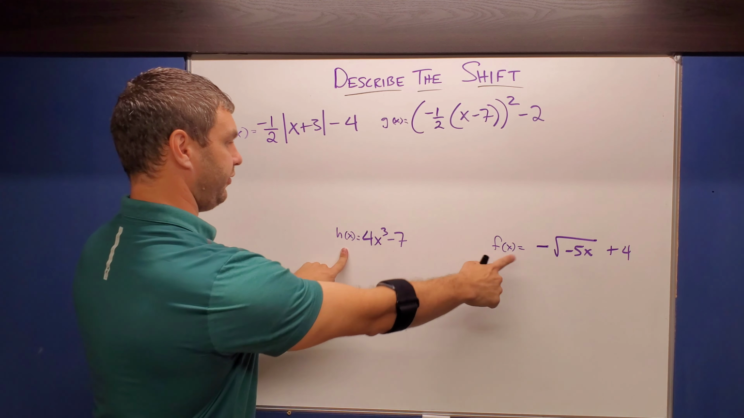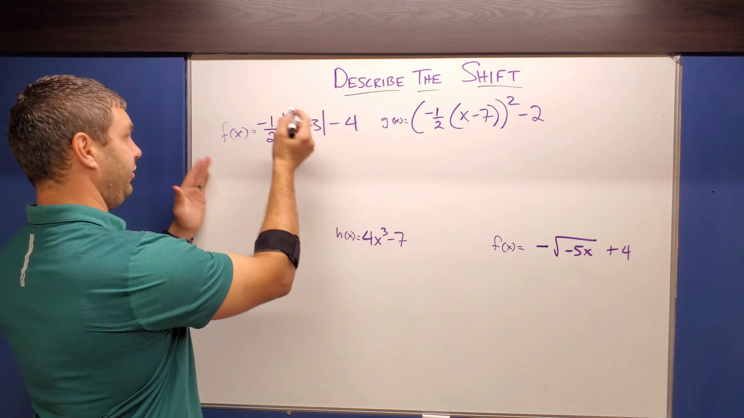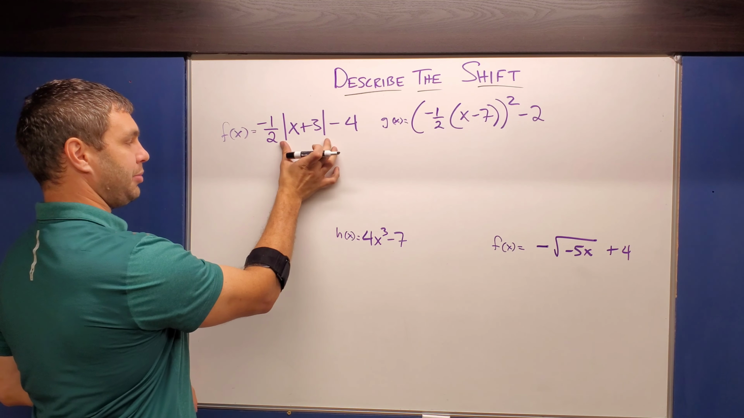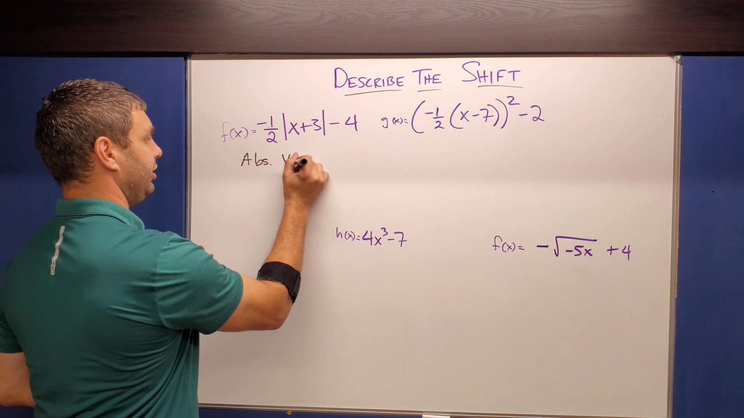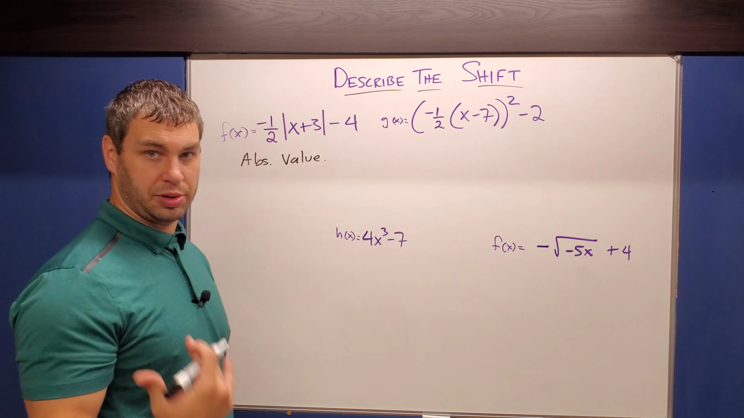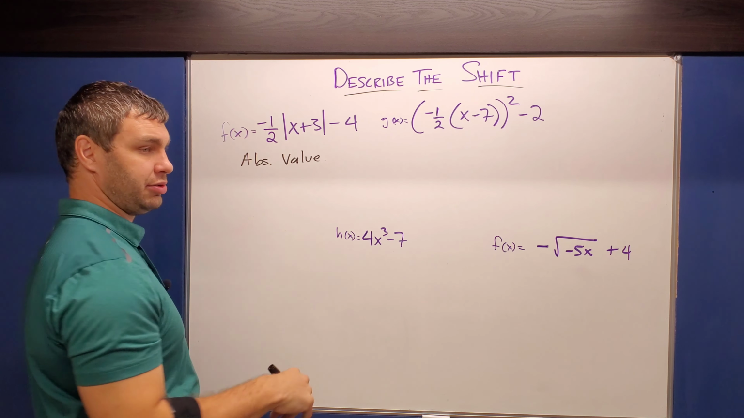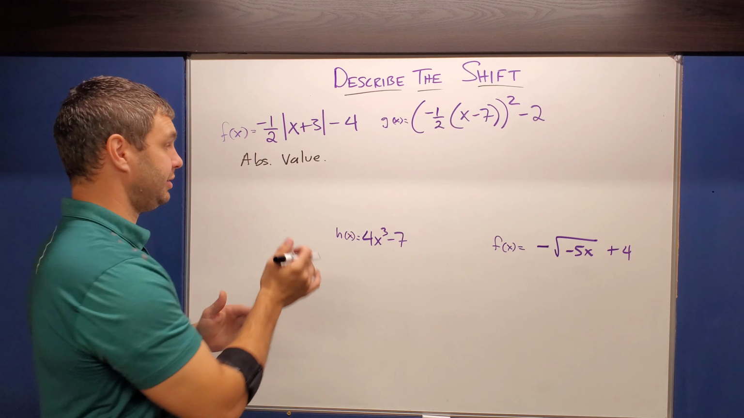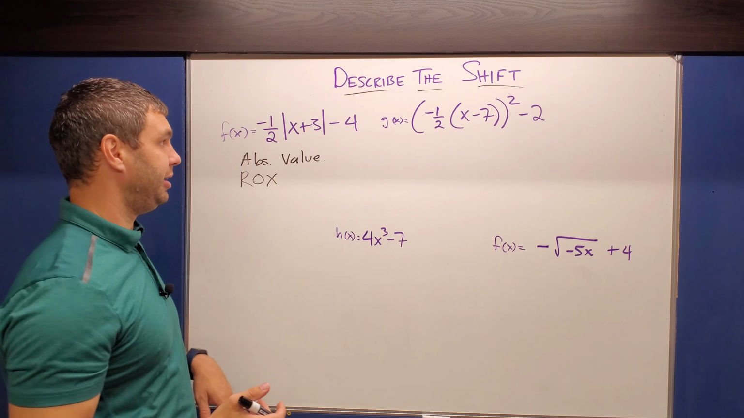We have 1, 2, 3, 4 of them. And the first one, which function is this to start with? The parent function, if you can think, is going to be the absolute value function. So let's write that down. Let's say absolute value. I like to just always start with what parent function it is. And then from left to right, it's a negative. So this is going to flip it over our x-axis. So we can say reflect over the x, or ROX, you might say.